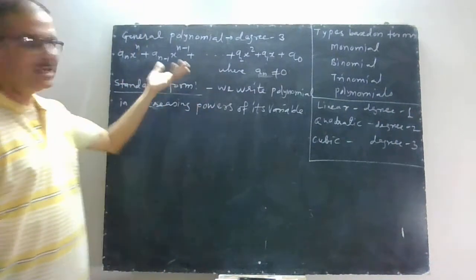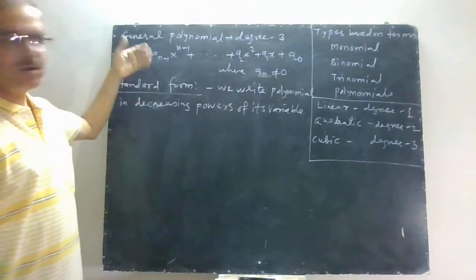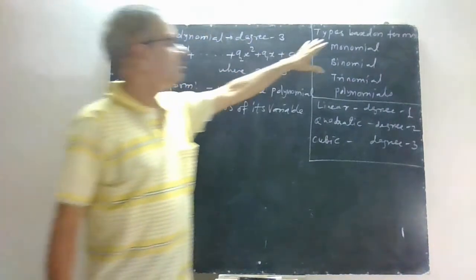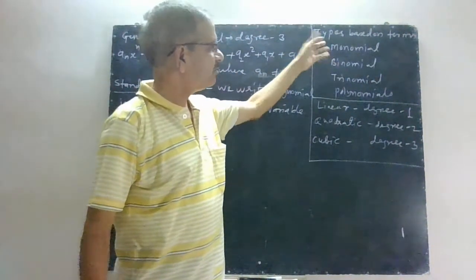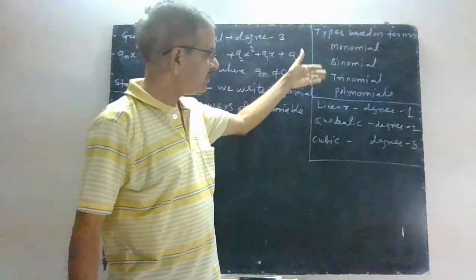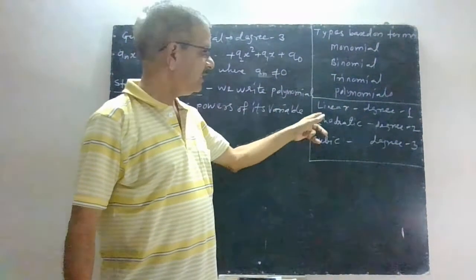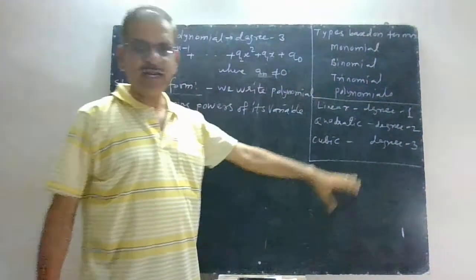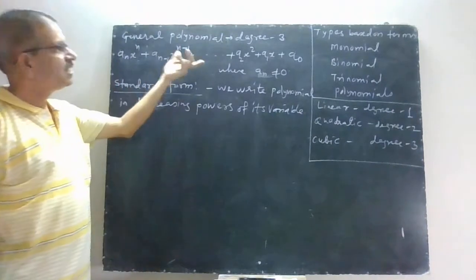In the second session of this polynomial topic, we have already seen types of polynomial: monomial, binomial, trinomial, and polynomials. The second one is based on degree, that is linear, quadratic, cubic, etc. Now see, this is the general form of the polynomial.